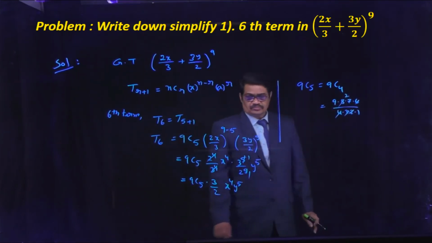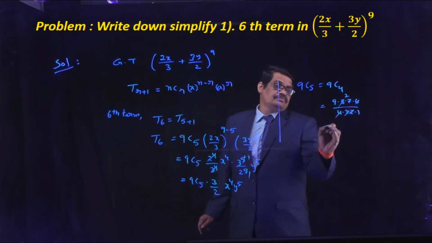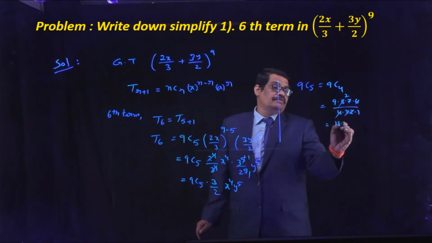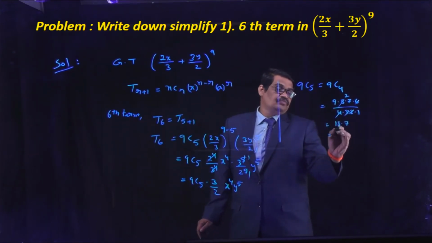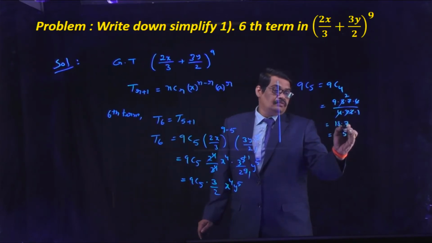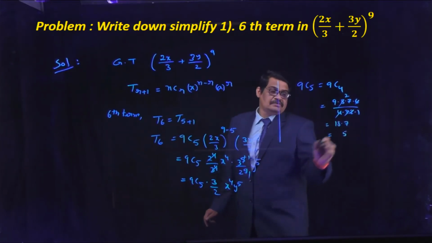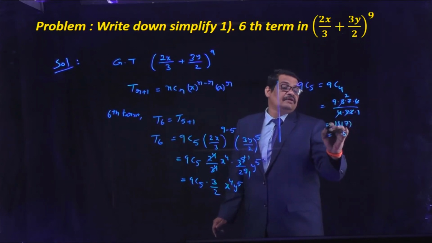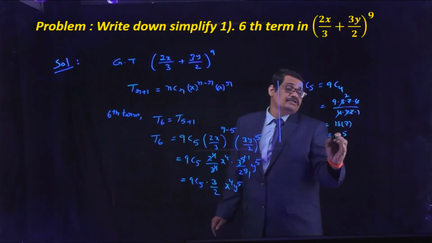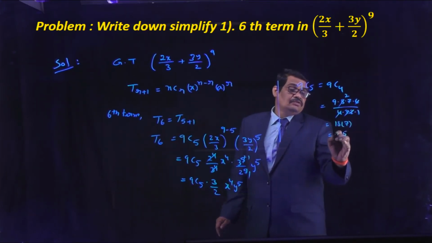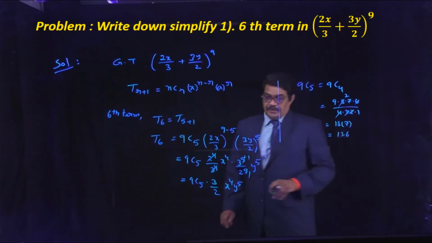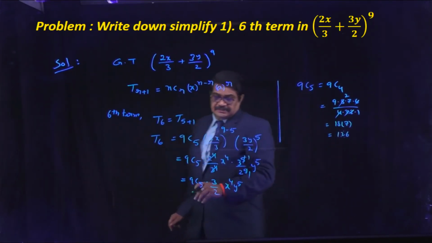Next, 4 2s are 8. That is 9, 2s, that is 18, into 7. Okay, 9 8s are 56. So 9 7s are 63, plus 56, 63 plus 56, that is 125... okay, that is 126.